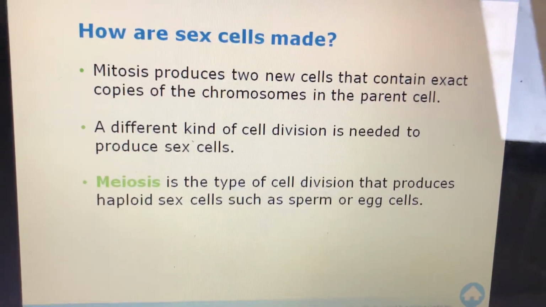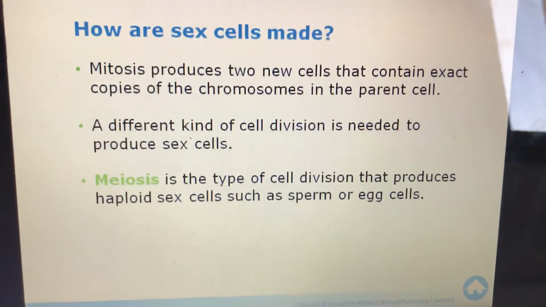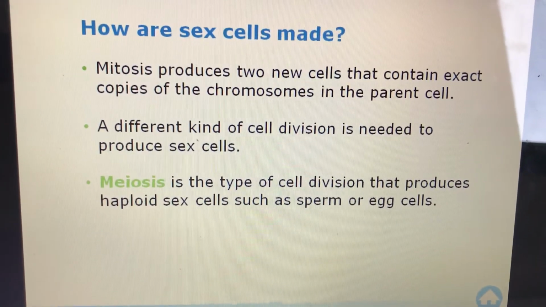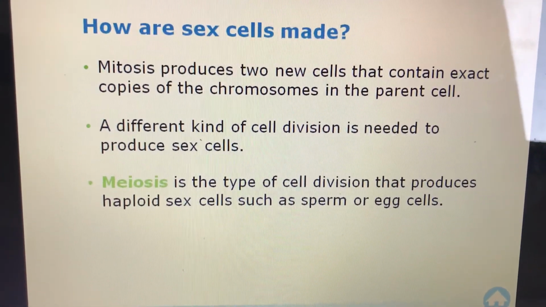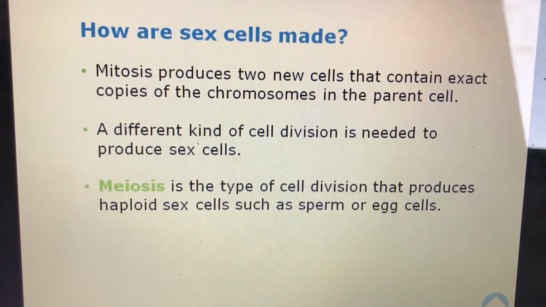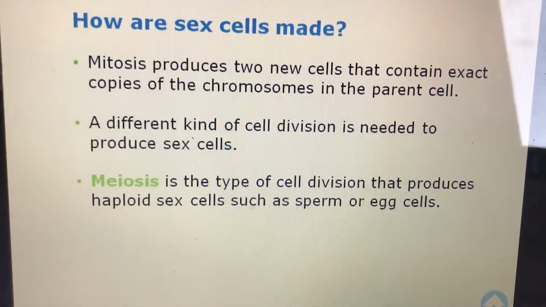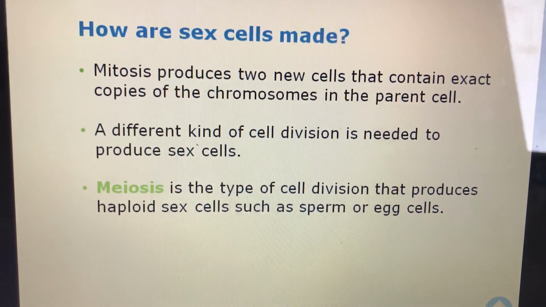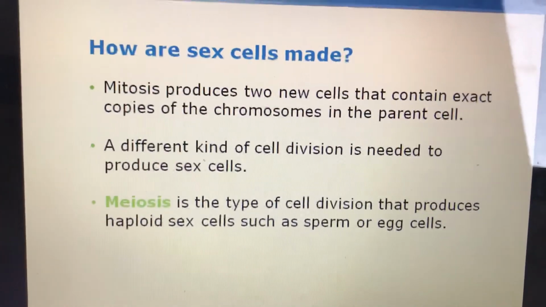So mitosis produces two new cells that contain exact copies of the chromosomes in the parent cell. This is what is different from meiosis. So a different kind of cell division is needed to produce sex cells, which is meiosis.